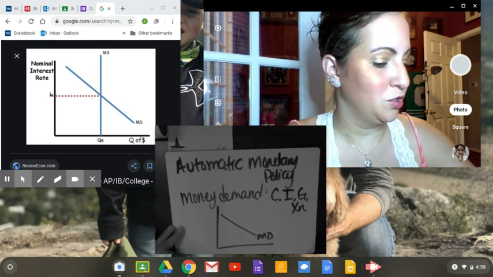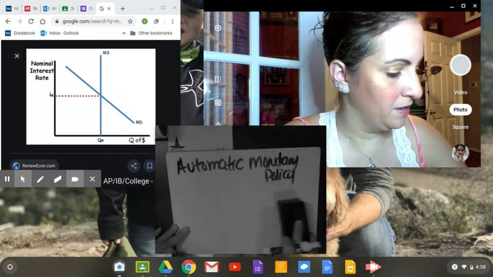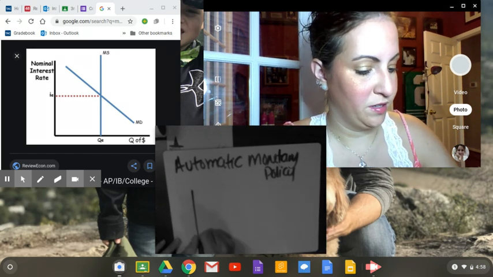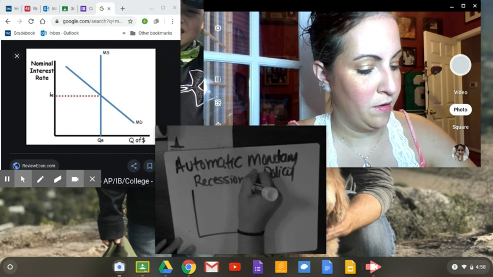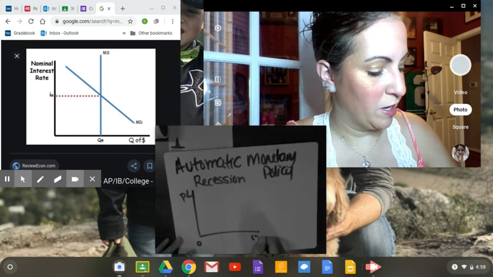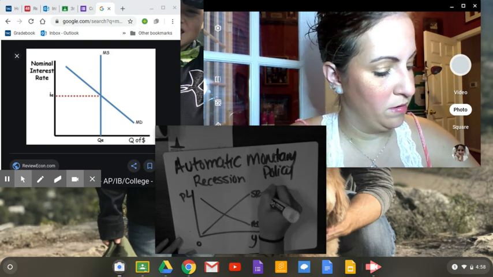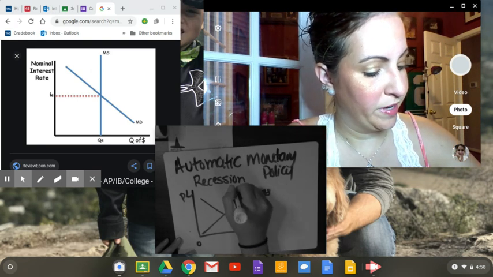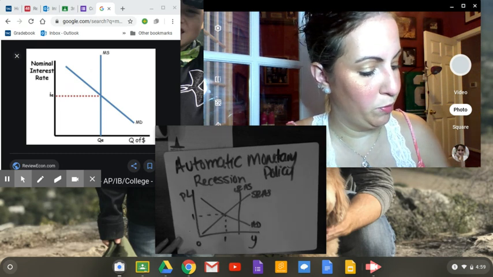So what does that do with monetary policy? Let's say that we're in a recession. On an aggregate supply and demand graph, recession looks like this, which you guys should know. LRS is way over here.